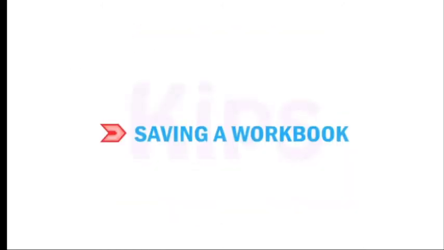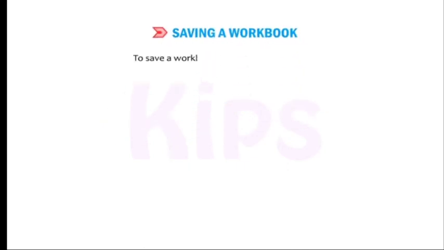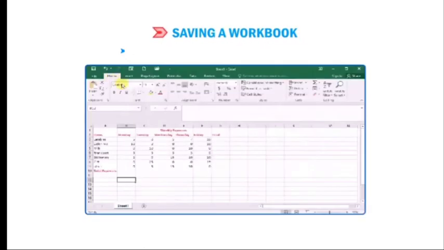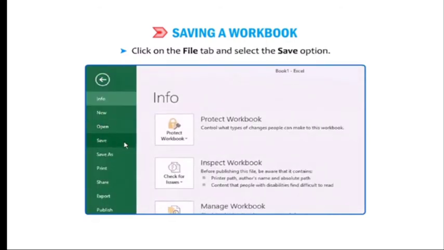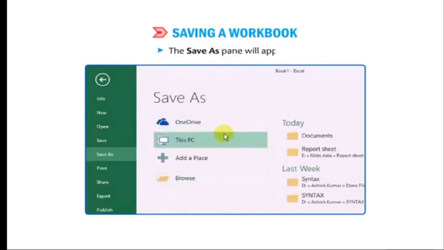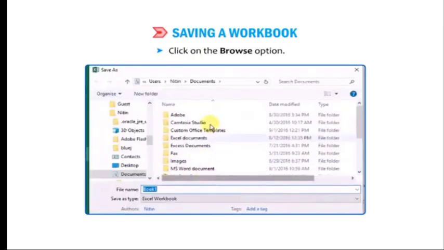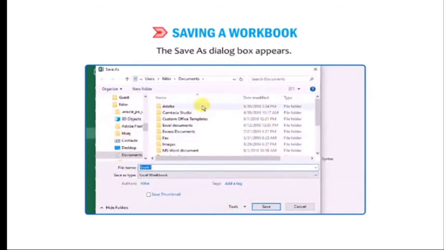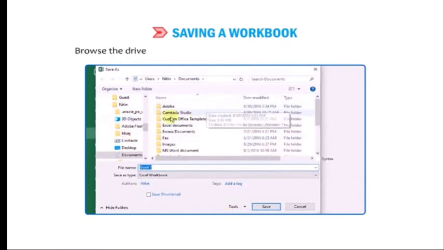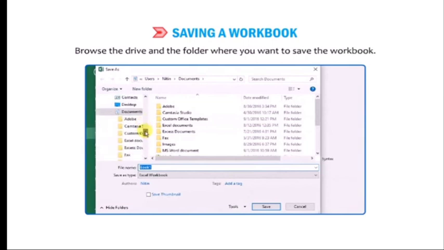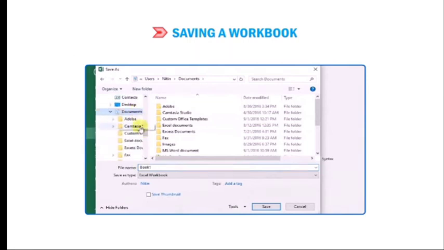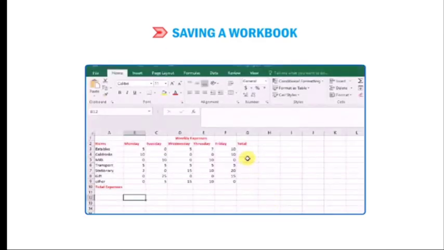Let us learn how to save a workbook now. To save a workbook, follow the given steps. Click on the File tab and select the Save option. The Save As pane will appear. Click on the Browse option. The Save As dialog box appears. Browse the drive and the folder where you want to save the workbook. Type the file name in the File Name text box. Click on the Save button. The file will be saved with the extension .xlsx.